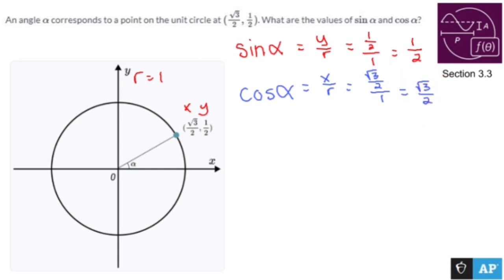Okay? Very basic stuff. Just remember, sine alpha is y over r, cos alpha is x over r, and if you needed it, tan alpha would be y over x, but we don't need tan alpha, just those guys.